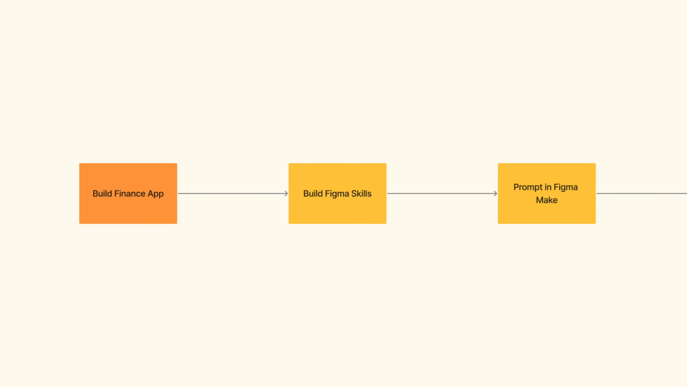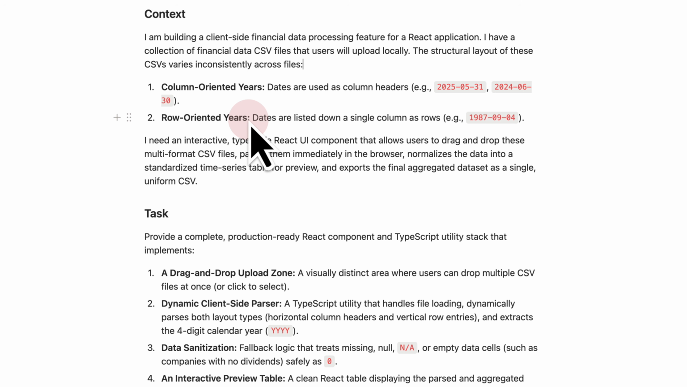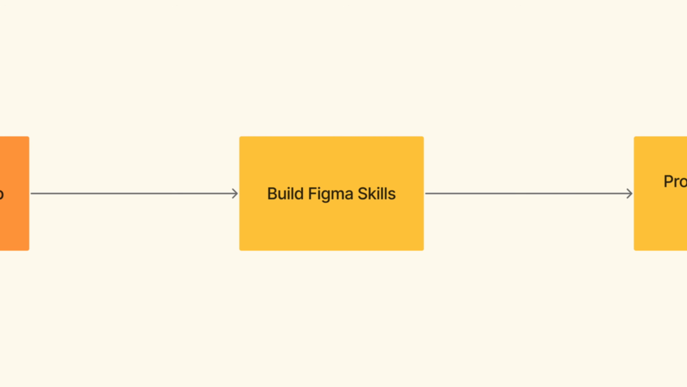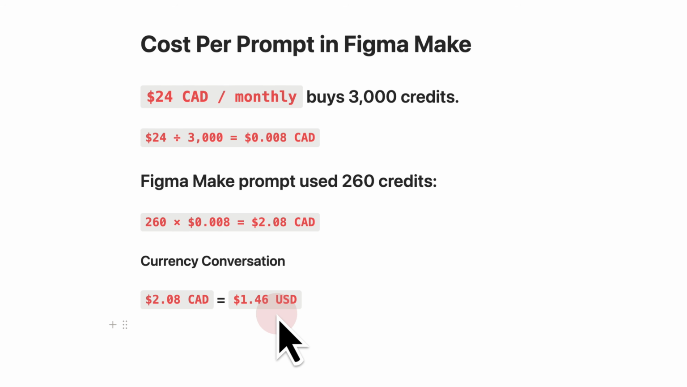In this video, we are going to build a finance app. We start by developing our Figma Make skills and understand how each skill works. Next, we will dive into prompting in Figma Make. We will cover how many AI credits are consumed by each prompt and what each prompt actually costs.